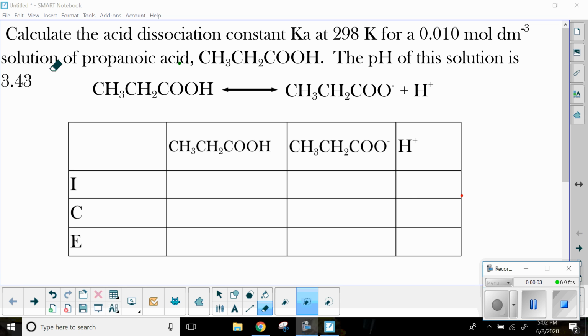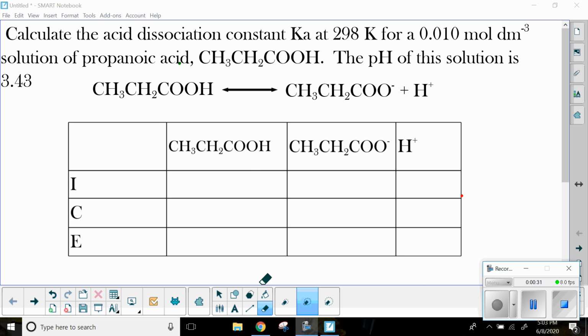Take a look at how to calculate an acid dissociation constant for a weak acid. I've got propanoic acid here. I know it's a weak acid because it's an organic acid. If I see hydrogens and carbons hooked together in an acid, I know it's weak. So I can't just do negative log of the concentration. It does not work because most of the propanoic acid does not dissociate.